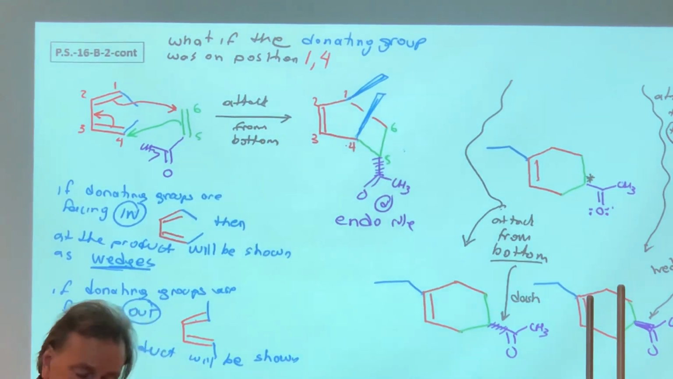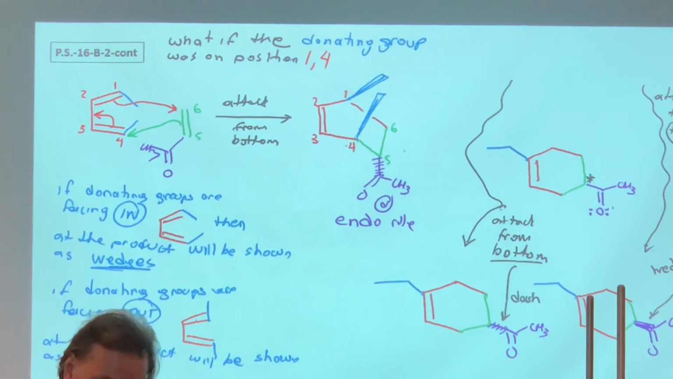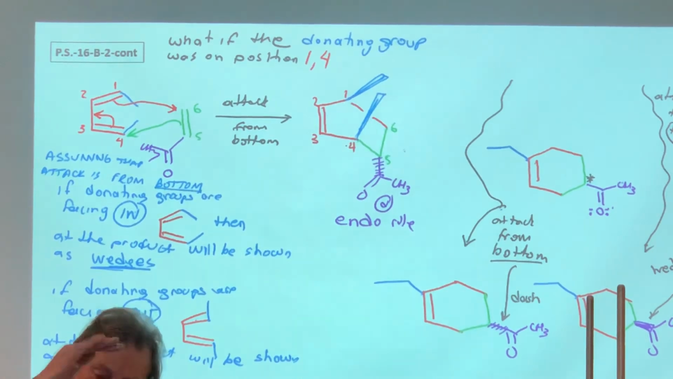Okay? But all of this is a big assumption, right? Assuming that attack is from where? From the bottom. Okay? So that's important. So that's the headline, right? It's attack from the bottom. And then the withdrawing group will be what? Will be a dash.